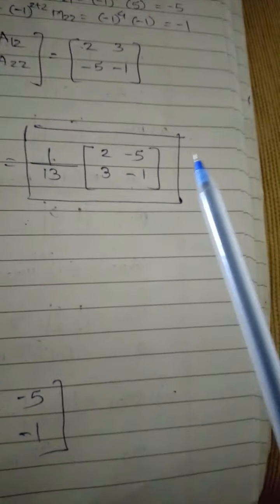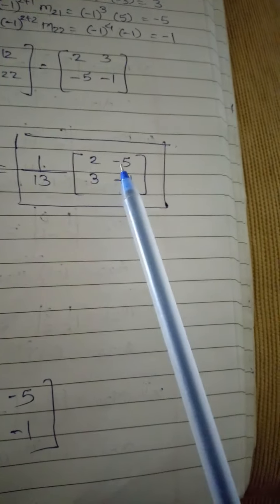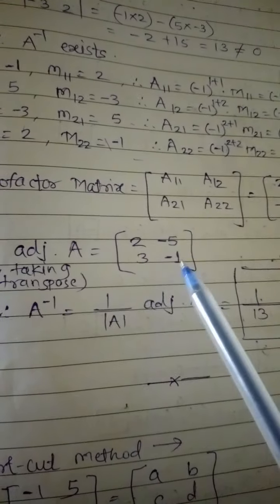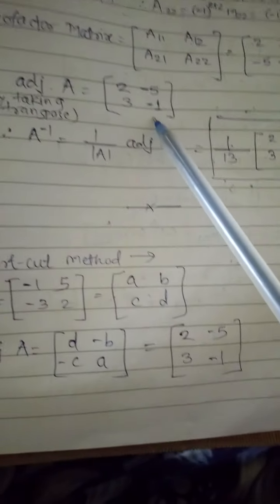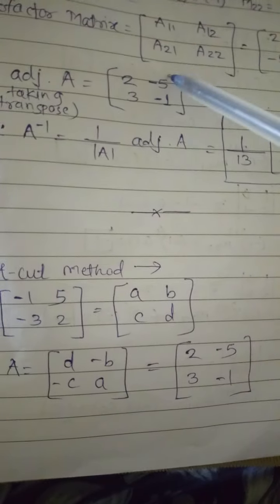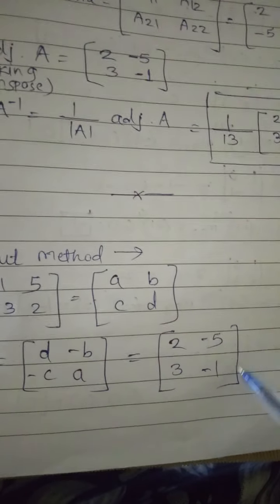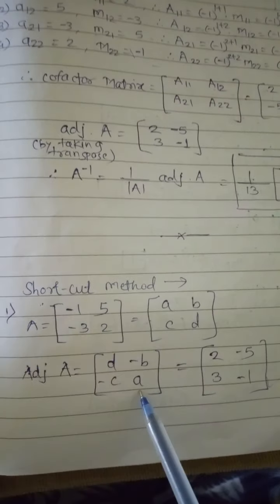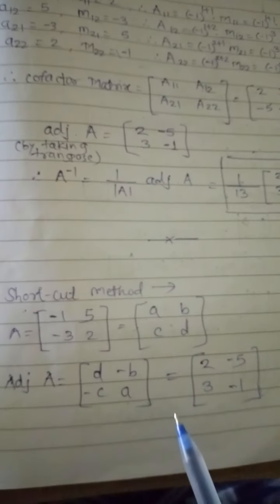By calculation we also got 2, -5, 3 and -1 as the adjoint. So both have the same answers, see this one and this one. So this is a very simple method to find the adjoint, but you can't use it in the board exam.